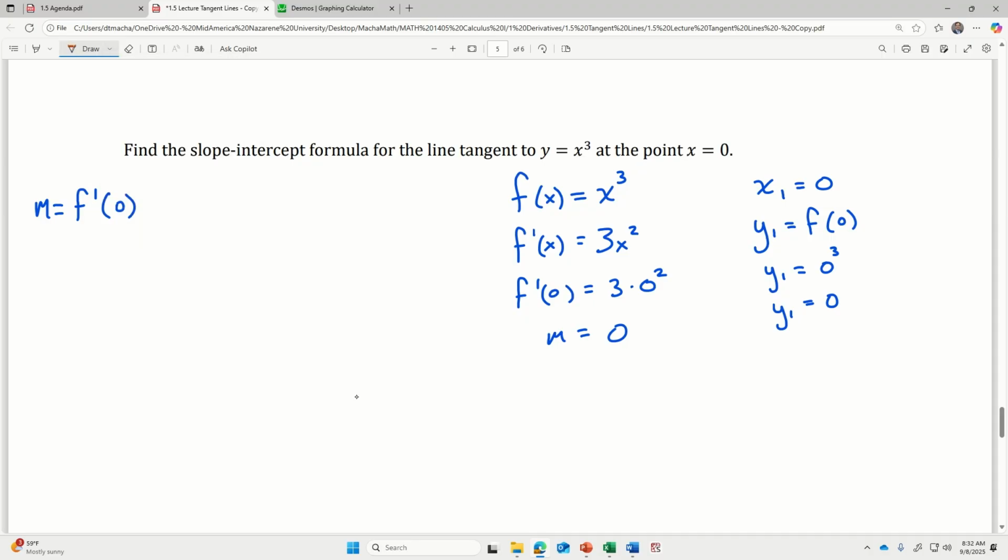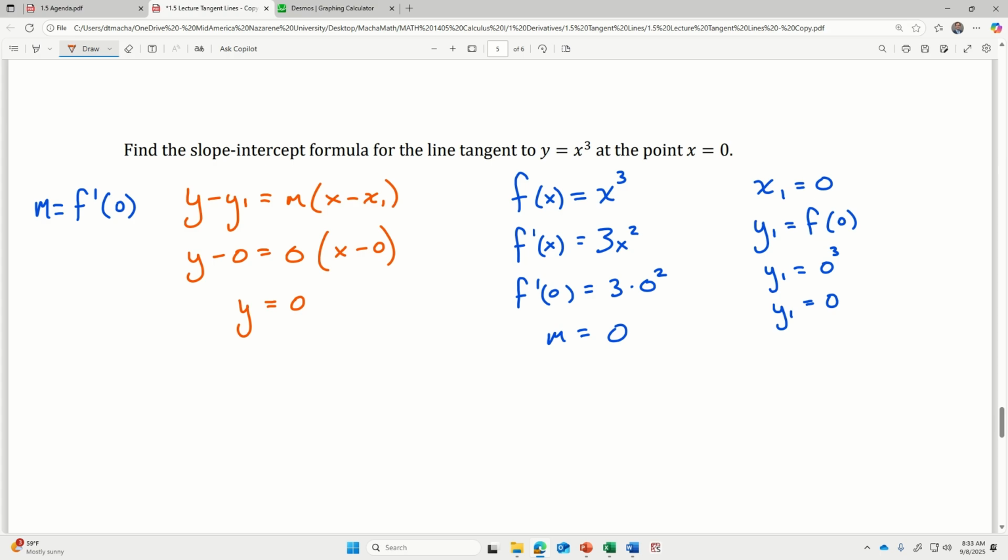Let's use my point slope form. So memorize y minus y1 equals m times x minus x1. And then y1 is 0, m is 0, x1 is 0. Kind of a weird formula, but when I distribute the 0, I just get y equals 0.